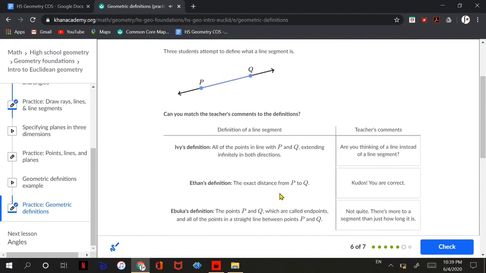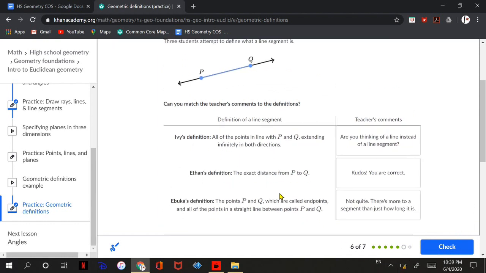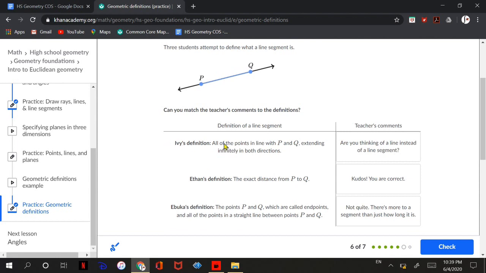Okay, so definition of a line. IB's definition: all of the points in line with P and Q extending infinitely in both directions.